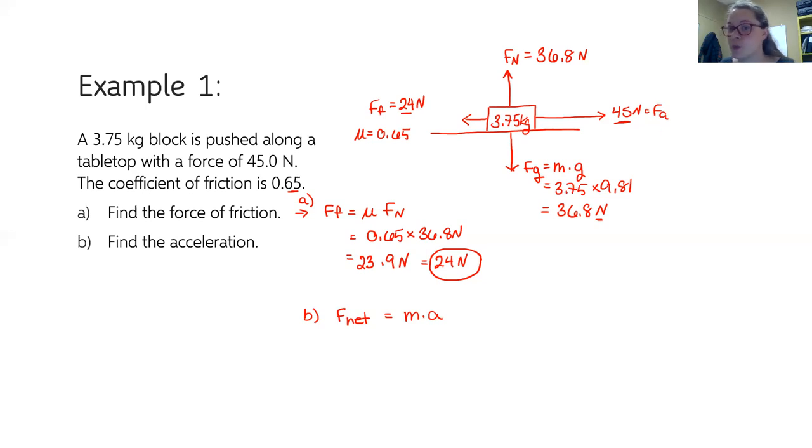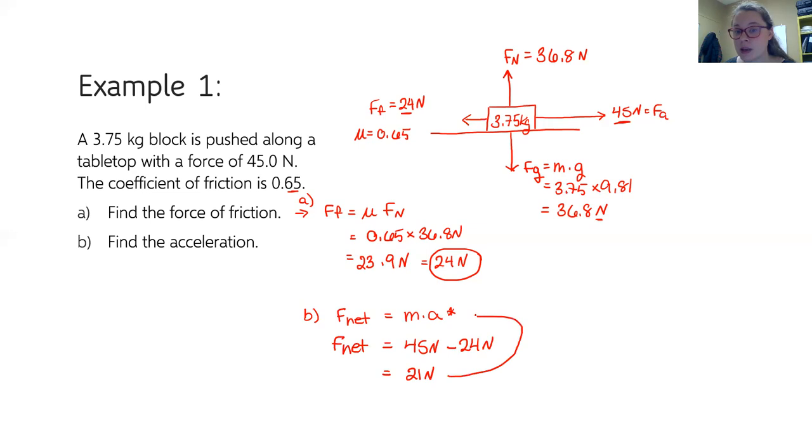Net force is going to be the rightward forces subtracted from the leftward forces. So the net force is going to be equal to 45 newtons minus 24 newtons, which leaves us with 21 newtons of net force. Now that we have that, we can go back to this equation.